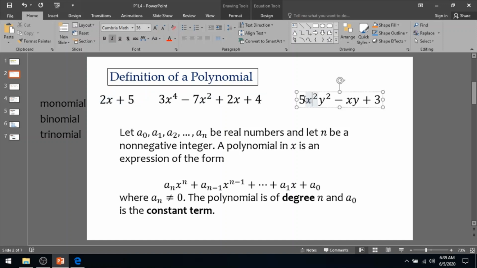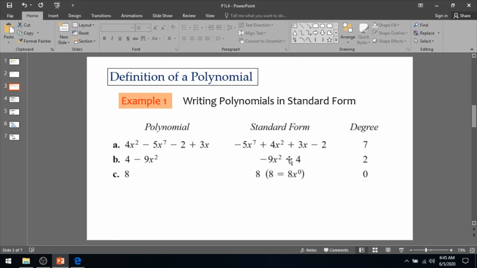And how about unsa may degree aning imong third example nga variable man siya, polynomial man siya in both x and y. So, ang degree aning ingon ani nga type sa polynomial is the largest sum of the exponents of the two variables. So, the degree of this third example is 2 plus 2, 4. A polynomial has a standard form.